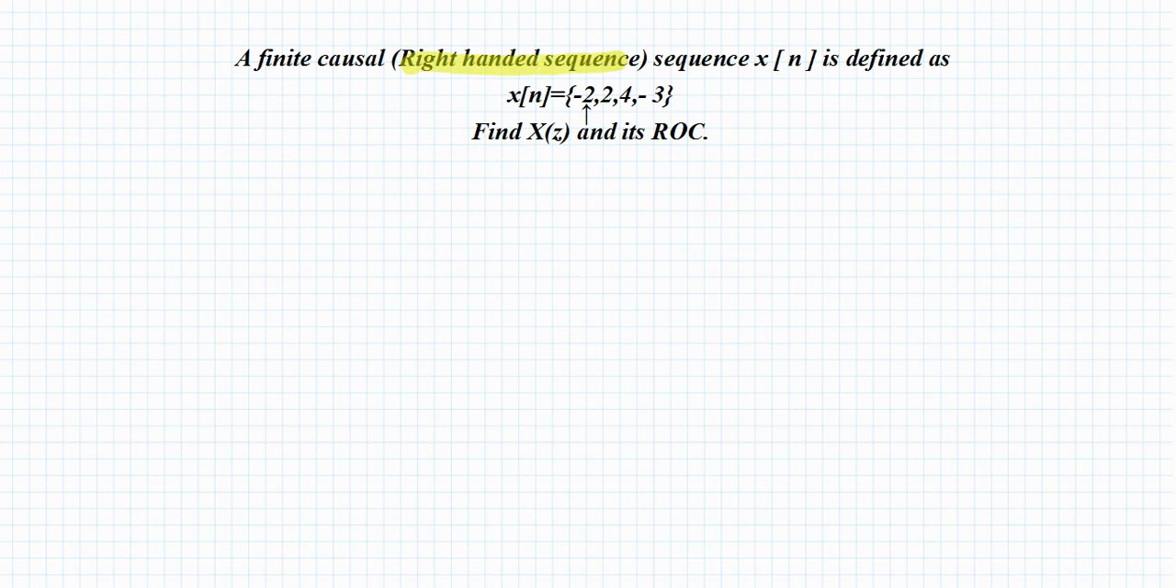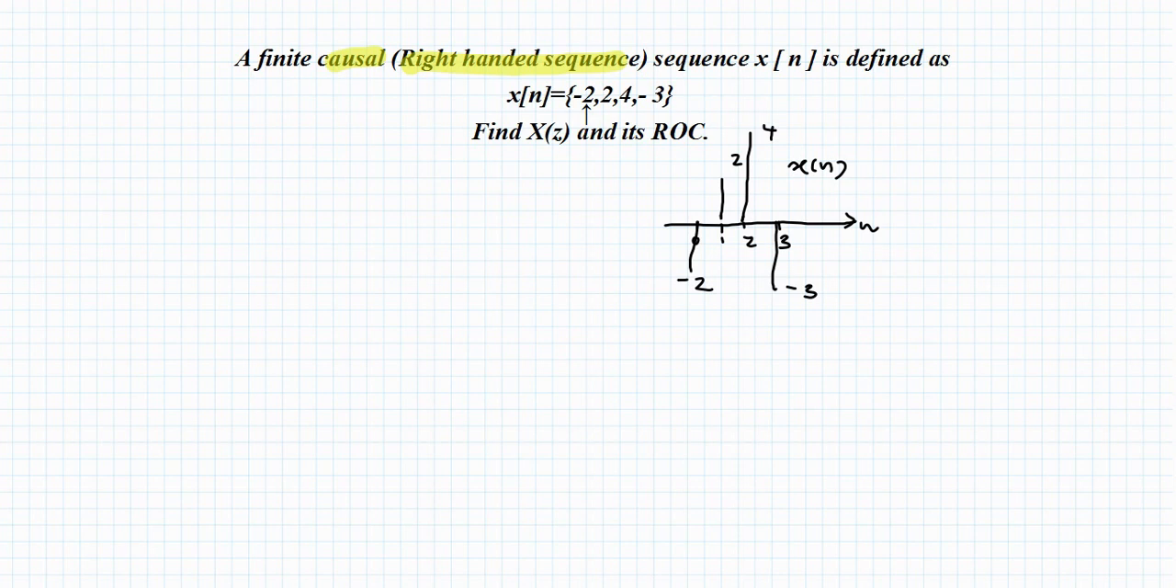Okay, or we can say it's a causal sequence, which means the signal exists only on the positive side. Now we can see that the signal exists only from 0, 1, 2, 3. Here it is -2, here it is 2, here it is 4, and at 3 it's -3. This is the signal x of n.